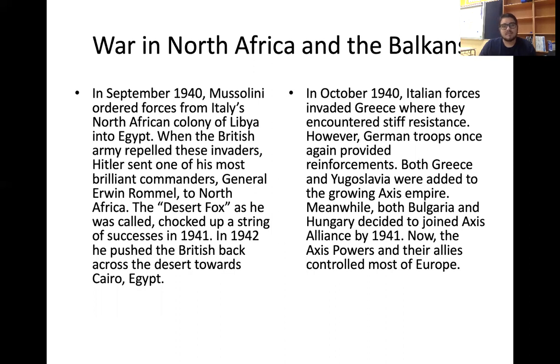The Germans are going to send the brilliant General Erwin Rommel, the Desert Fox, and he's going to completely dominate. He's going to completely toy with the English, and he's going to be able to back them all the way back into Cairo, into one city. Now, in October 1941, Italian forces invaded Greece, where they encountered stiff resistance. However, once again, class, German troops provided reinforcements. Both Greece and Yugoslavia were added to the growing Axis empire. Meanwhile, both Bulgaria and Hungary decided to join the Axis alliance by 1941. Now, the Axis powers and their allies controlled most of Europe.